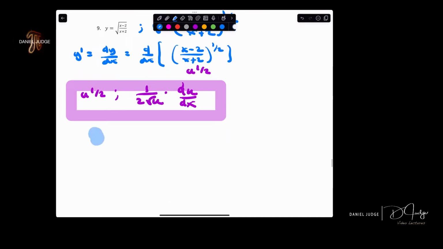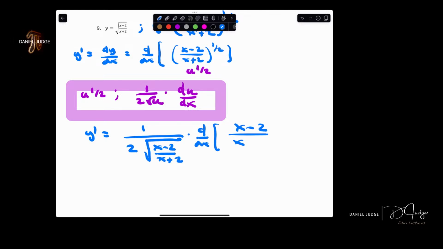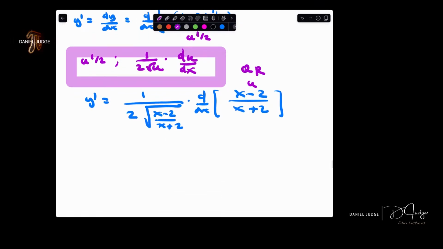So y prime will be the following: 1 over 2 square root of x minus 2 over x plus 2. Don't forget, we have to differentiate what u is, and that's x minus 2 over x plus 2. This is the u part that we have to differentiate. And this is where we're going to use quotient rule. So we're going to go over all the details here. So let's differentiate this.